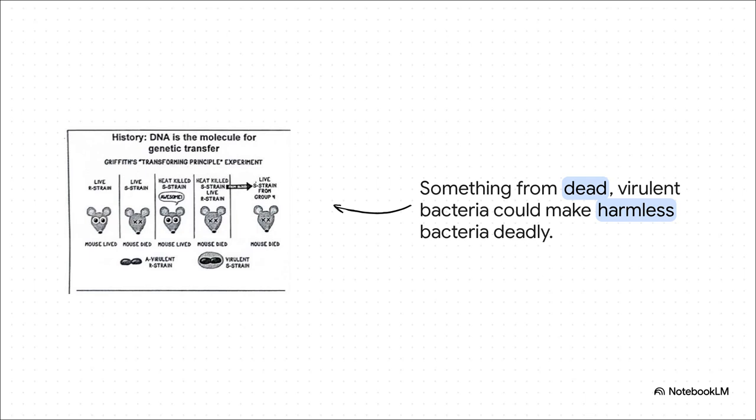So he worked with 2 strains of bacteria, a deadly S strain and a totally harmless R strain. He injects the deadly strain into a mouse. The mouse dies. He injects the harmless one, the mouse is fine. No surprises there. Then, he killed the deadly bacteria with heat and injected it, and the mouse lived. But here's the twist. He mixed the live harmless bacteria with the dead deadly bacteria and injected that mixture. The mouse died. Something from those dead cells had literally transformed the harmless bacteria into killers.